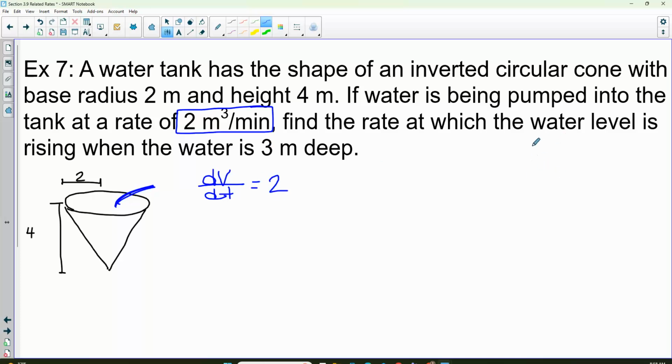Find the rate at which the water level is rising. So we want a rate that it's rising. So we're looking at how the height is changing. So dH/dt is my question mark, at the instant when the water is 3 meters deep. So at the time I want, the height is 3.